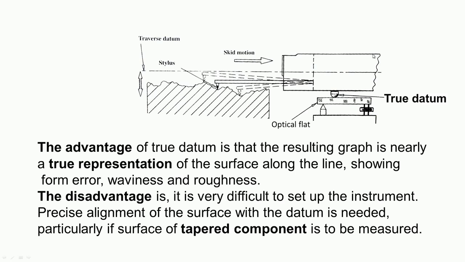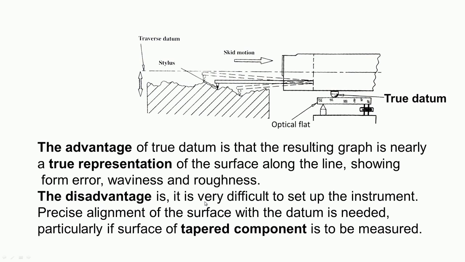And this is the pickup unit, and this is the stylus unit. When we move the pickup, you can see the stylus will move up and down depending upon the surface roughness and waviness. Now, the advantage of true datum is that the resulting graph is nearly a true representation of the surface along the line, showing form error, waviness and roughness. So, it gives a total profile.